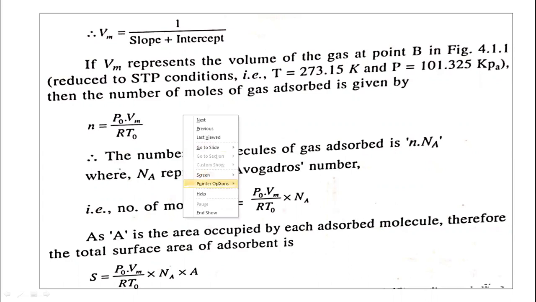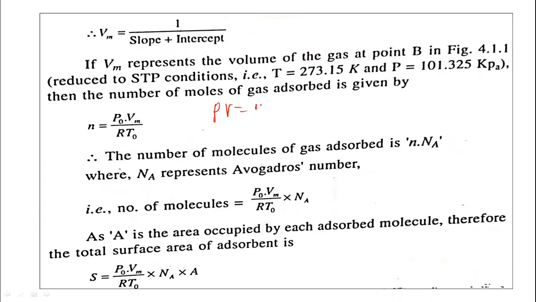Let us find out here the number of moles of the gas adsorbed. According to the ideal gas equation, we know that PV equals nRT. So in this case, we can write n is equal to P0 Vm divided by RT, where P0 is the saturated pressure and V is Vm. According to this, we can determine the number of moles of the gas adsorbed.